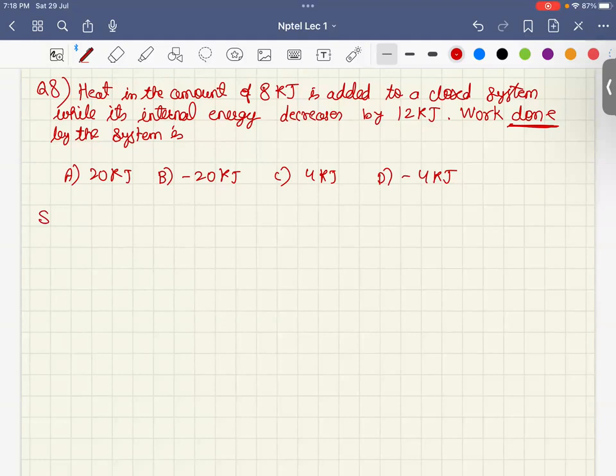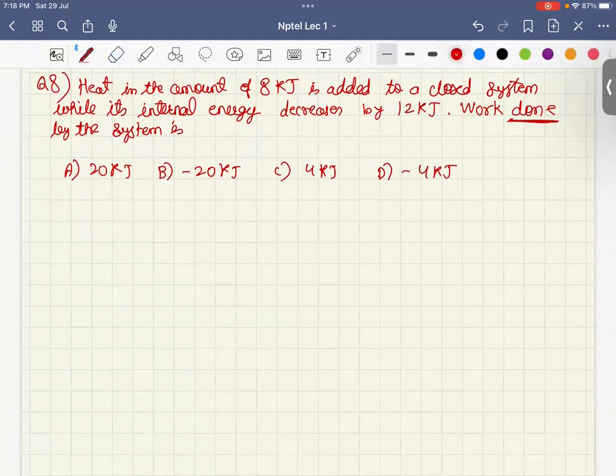Anybody got any answer? The correct answer is option A. It is 20 kilojoule. Why? So here you have to be wary of the convention which we use, right? So we know change in energy is nothing but change in work plus change in heat. Therefore, W is nothing but delta U minus Q.